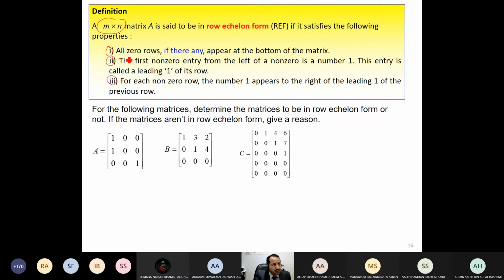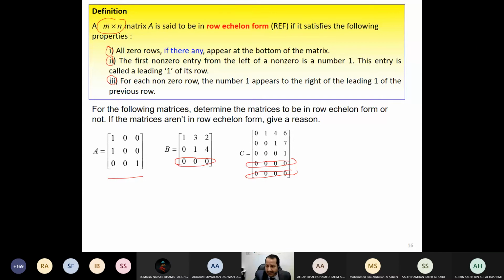The first condition: all 0 rows, if any. It's not necessary to have 0 rows. We may not have any, but if they are there, then they should appear at the bottom. For example, you can see here, this is a row with 0 values. It should appear at the bottom, not in the middle, not at the top. You may ask, what about A? A has no row with zeros, so there is no problem. All these 3 matrices A, B, C satisfy the first condition.